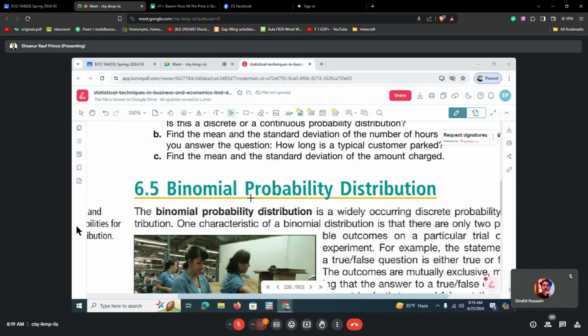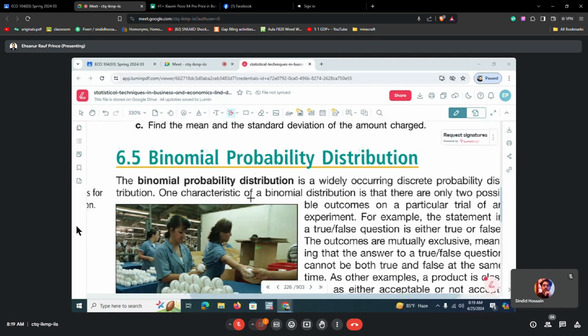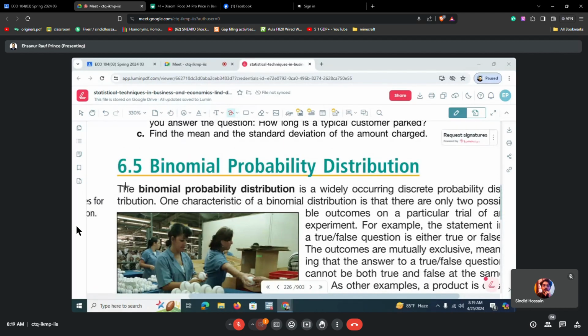Now let's go to the next topic. The next topic is 6.5, the segment 6.5. It is binomial probability distribution. Please write the heading binomial probability distribution.